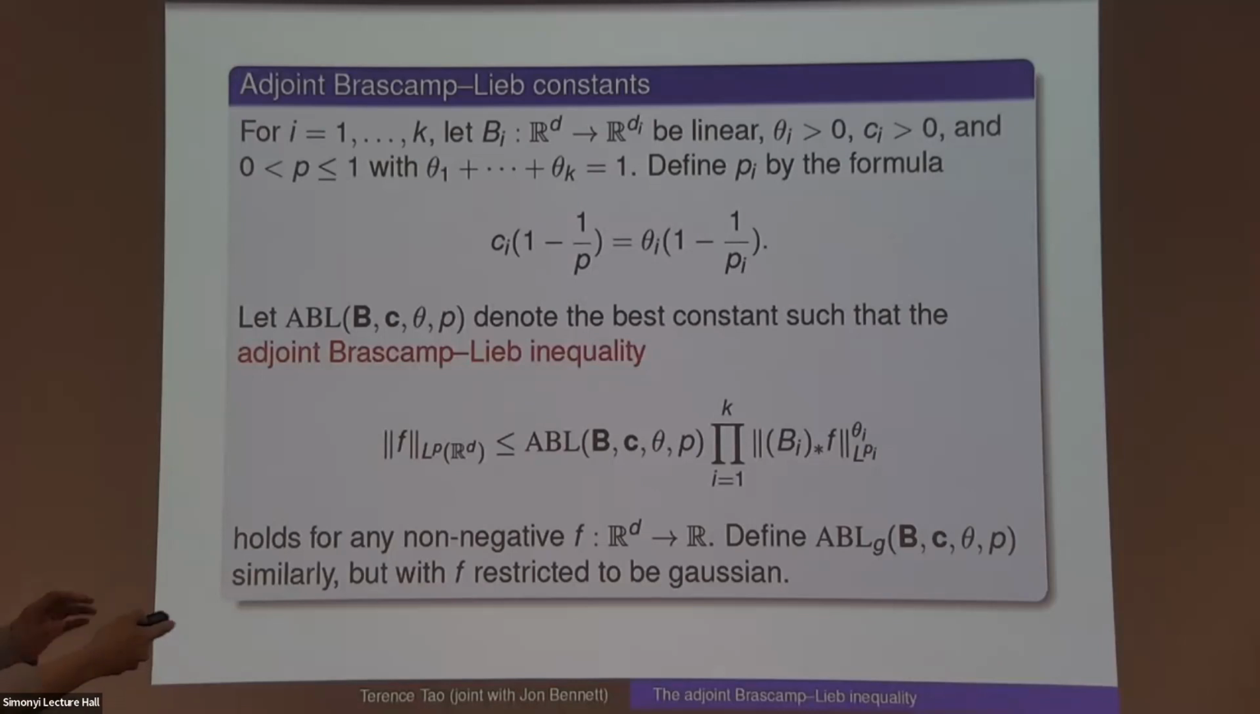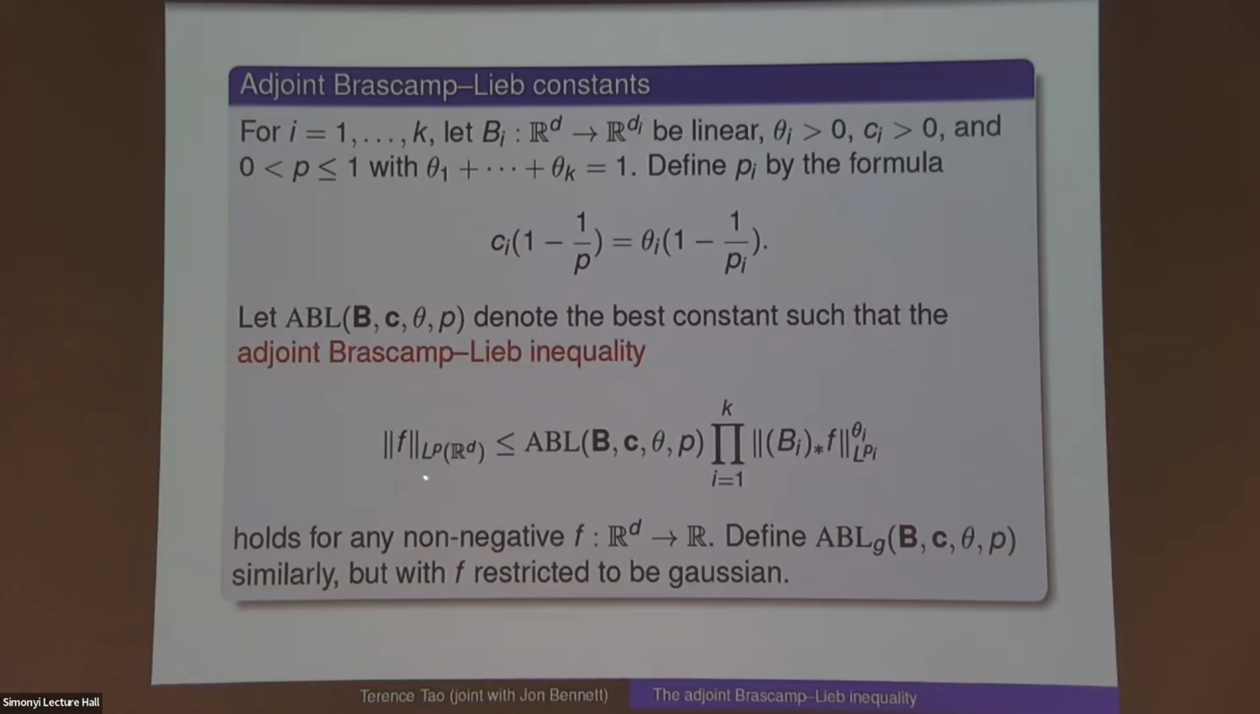For p bigger than 1, you can easily check that there's no way you can control an L^p function by its marginals. For p equal to 1, you can, because the marginals preserve the L1 norm. So if p is 1, then p_i is also 1, and then you just have equality here with a constant 1. For p bigger than 1, actually, sometimes you can get the reverse inequality. Sometimes you can get a lower bound of the L^p norm. It's actually lower bounded by the L^{p_i} norms of its marginals.